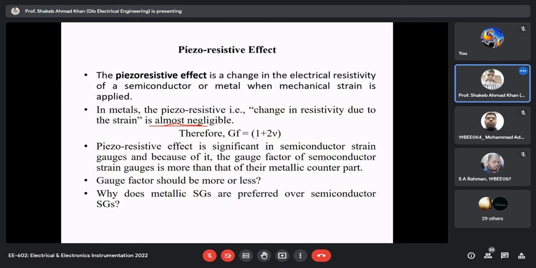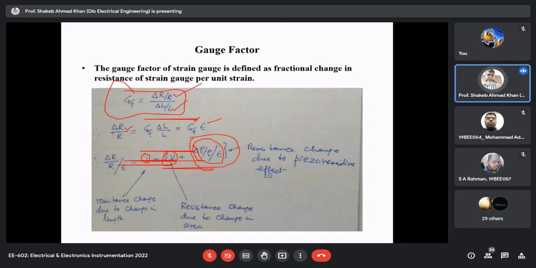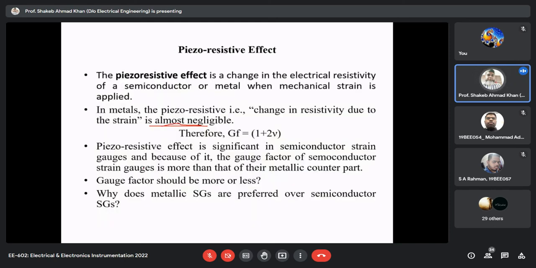First two terms, there is change in dimensions. And piezoresistive effect is significant in semiconducting strain gauges because of it, your gauge factor of semiconducting strain gauges is more than that of metallic. Means this term will be considered in semiconducting strain gauges, but in metallic strain gauges, this term is very small, so it is generally neglected. So in that case, gauge factor is 1 plus 2 into Poisson's ratio. But as far as semiconducting material is concerned, gauge factor will have all three terms together. So obviously your gauge factor is more for semiconducting strain gauges in comparison to metallic strain gauges.